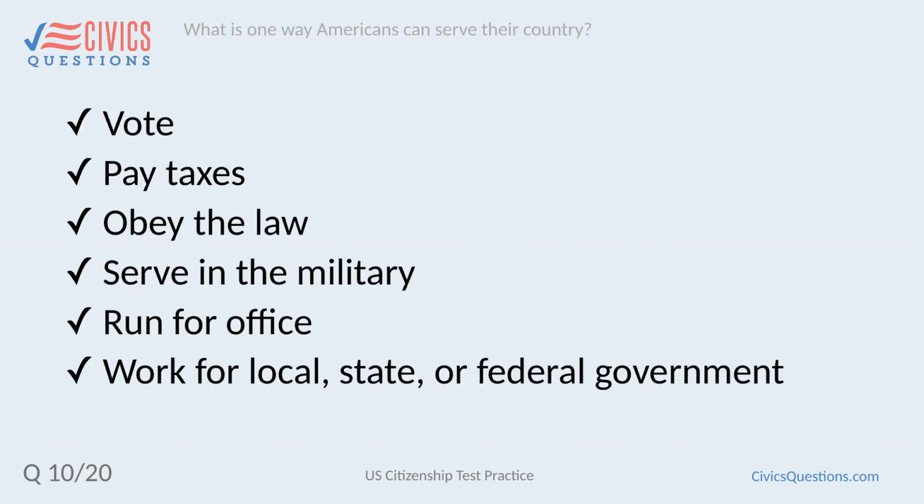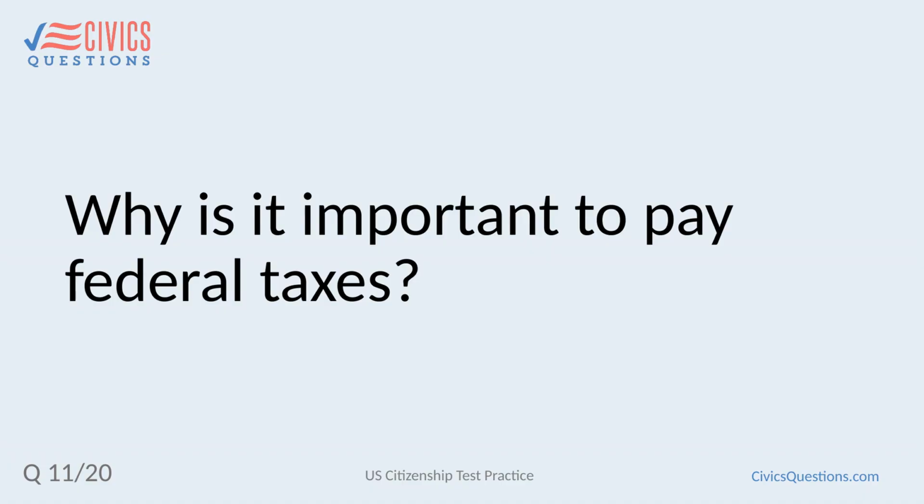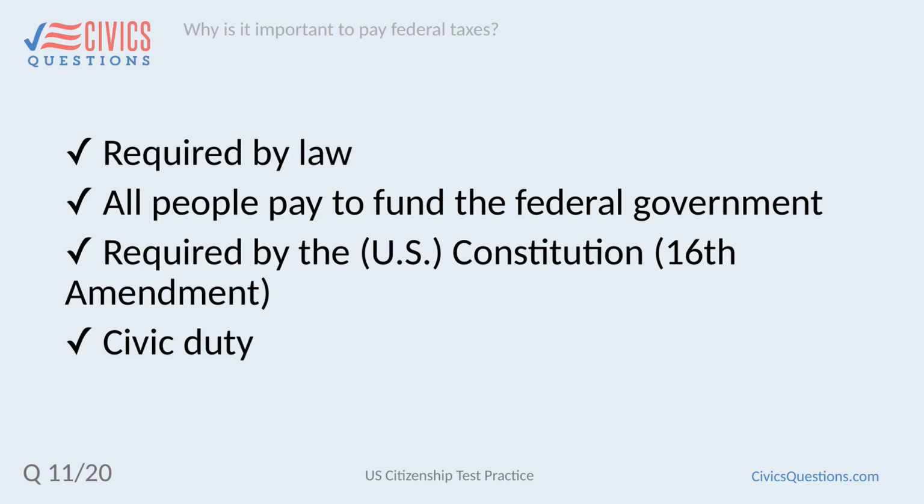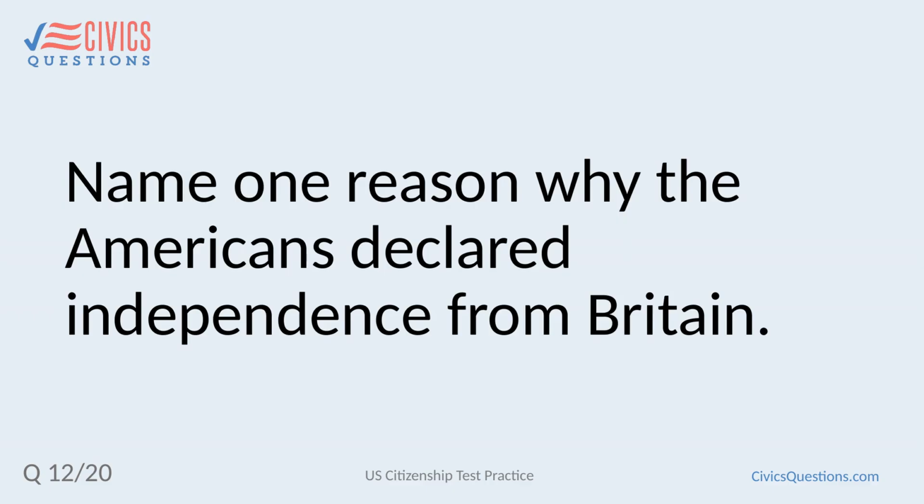What is one way Americans can serve their country? Vote, pay taxes, obey the law, serve in the military, run for office, work for local, state, or federal government. Why is it important to pay federal taxes? Required by law. All people pay to fund the federal government. Required by the U.S. Constitution, 16th Amendment. Civic duty.